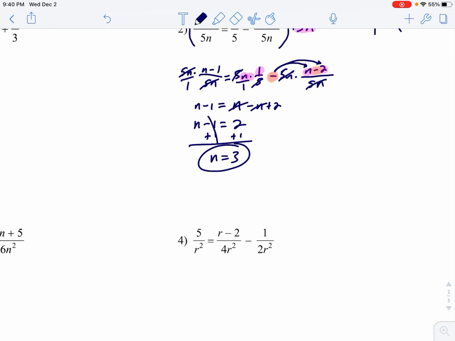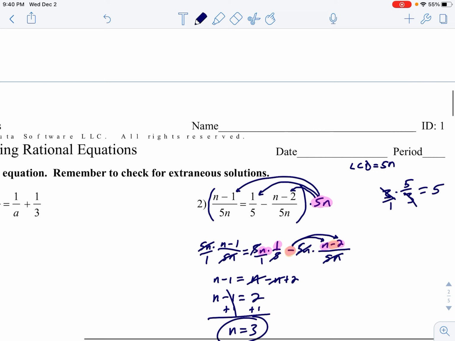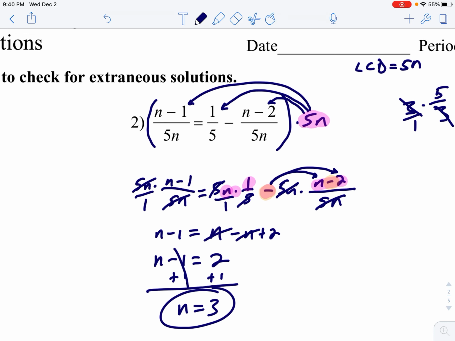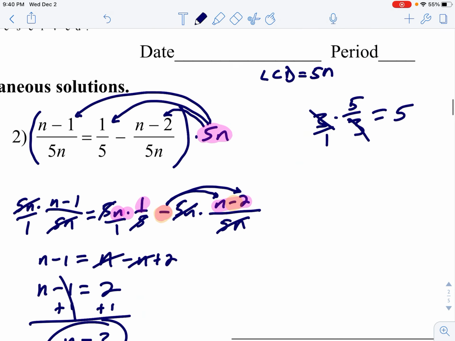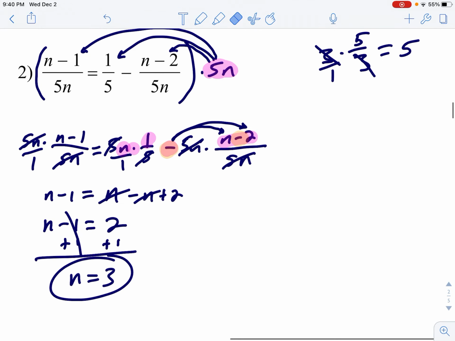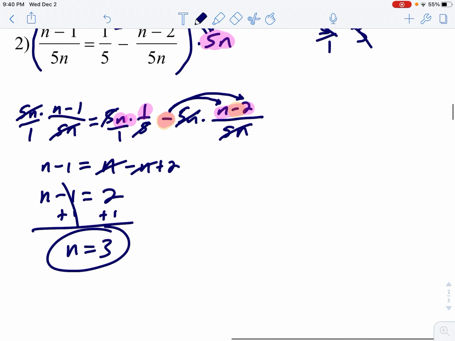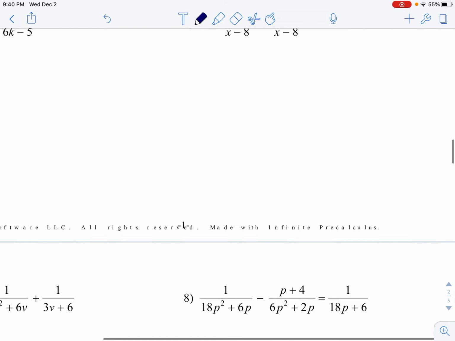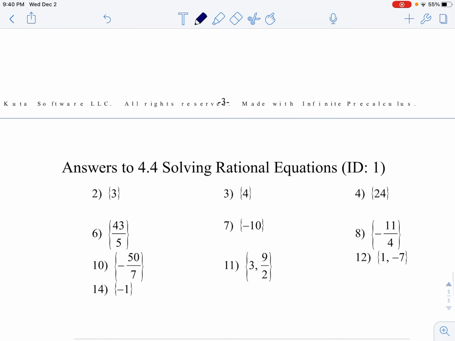And that's the answer. Now, if you go back to the instructions, it says remember to check for extraneous solutions. Basically, remember that in fractions, you can never have 0 in the denominator. That's called undefined. You're not allowed to have that. So the question is, if you plugged a 3 in, would that give you a 0 in the denominator? No, it gives you a 15 in the denominator. No big deal. So that's not extraneous at all. In fact, I don't think this whole worksheet has any extraneous solutions. I might be wrong. But anyway, there's number 2, 3.